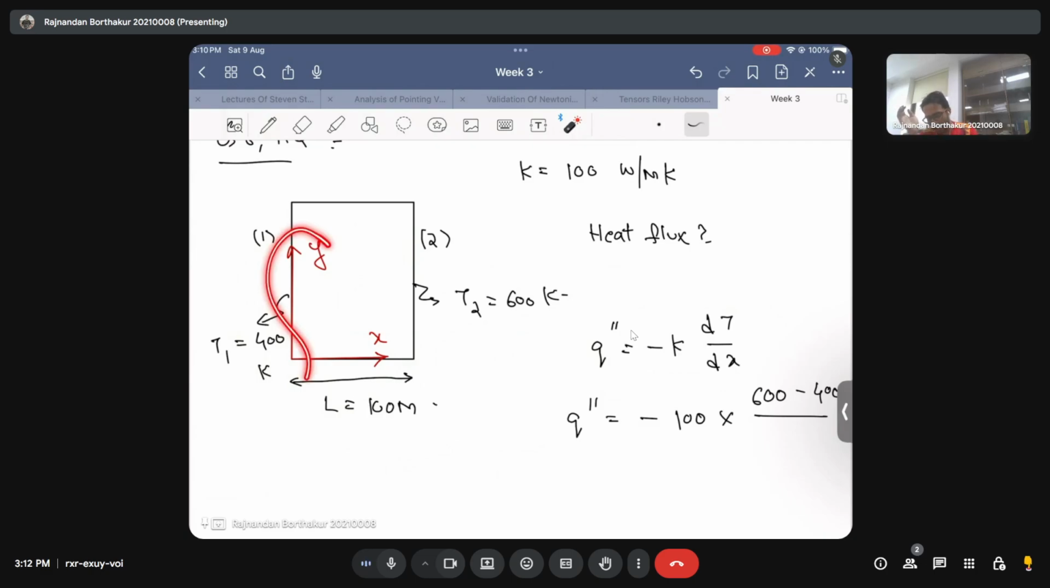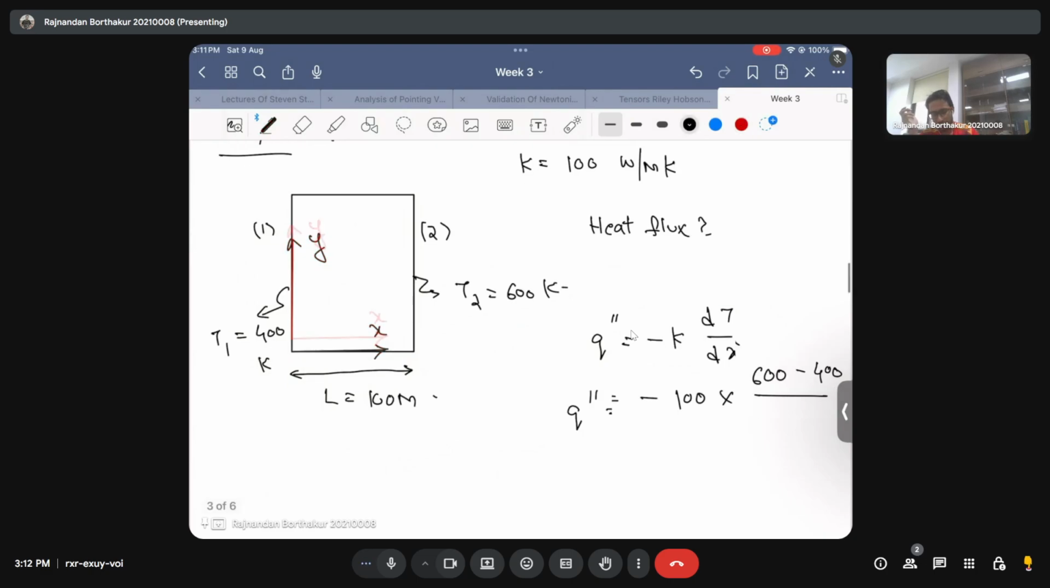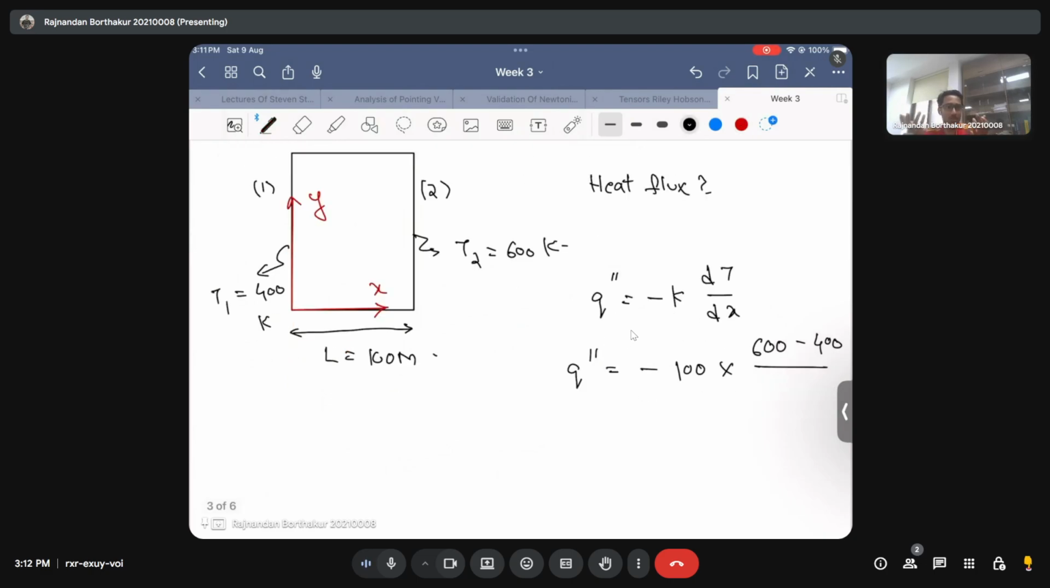So based on this coordinate axis and from the fact that the right hand side of the phase is at a higher temperature, the direction of flux will now be in the negative x direction. Okay, and that's the reason why your flux will come out to be negative. In magnitude it's always positive, but this negative sign is essentially telling you that it is in the direction of negative x direction. That's it.